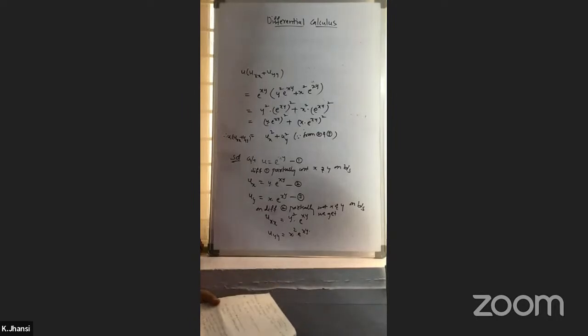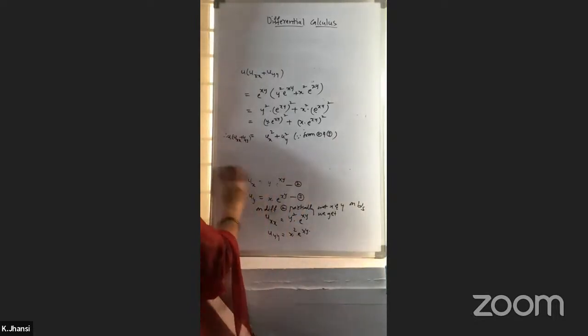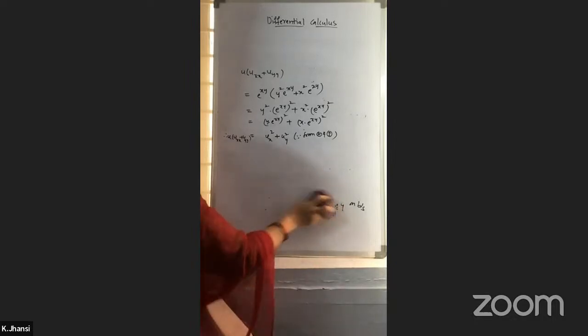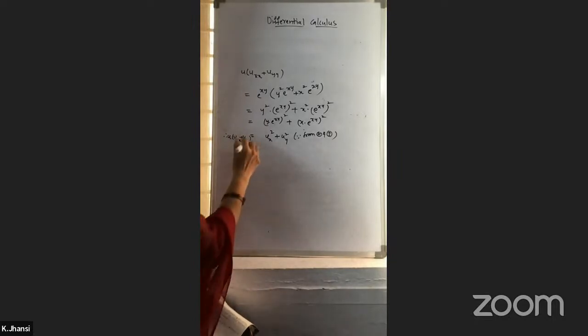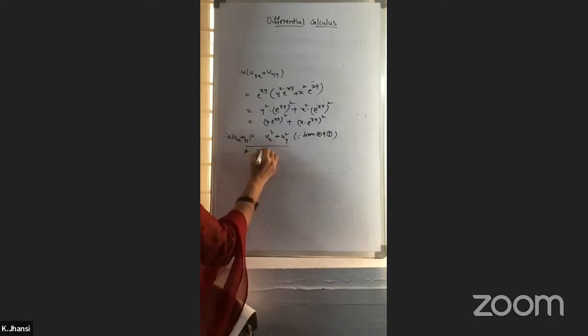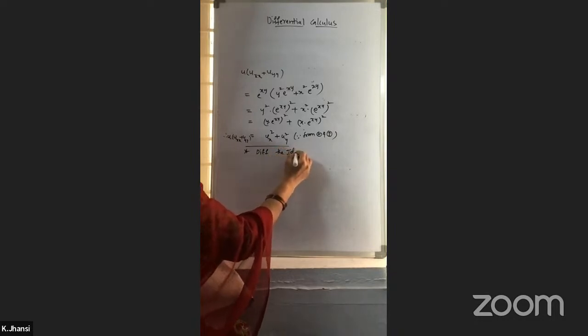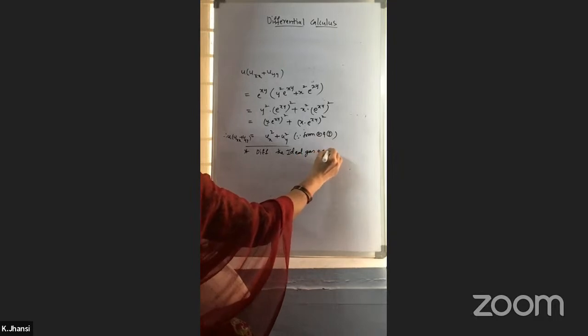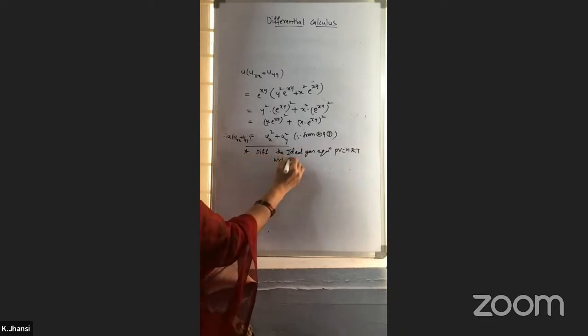Next, differentiate the ideal gas equation PV equals nRT with respect to T. Okay.